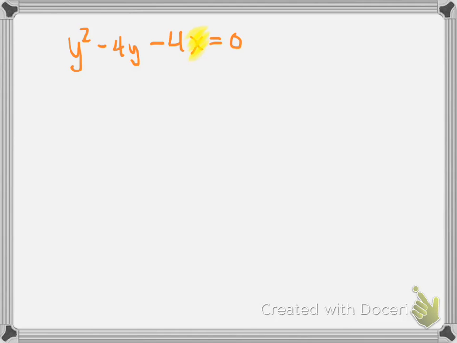So if you take a look right here, this is where we have to complete the square. This was the last problem we were working on yesterday. I need to get it into this form right here: y minus k squared equals 4p times x minus h. In order to get it into this form, I have to get my y values by itself. So the first thing I'm going to do is add 4x to both sides.